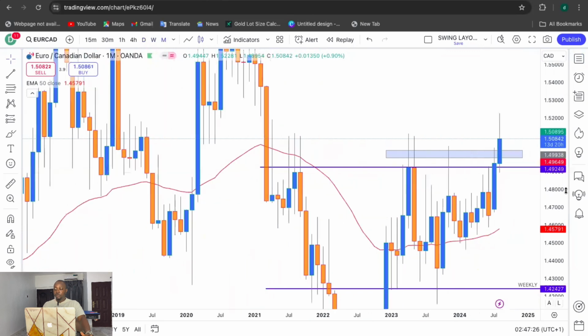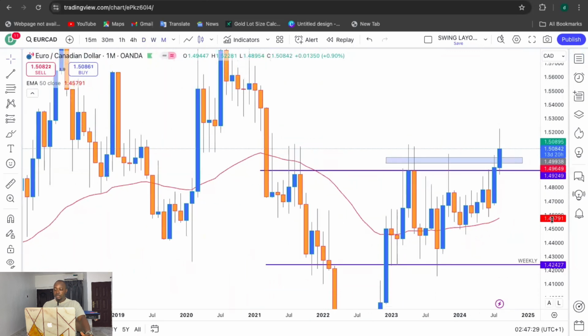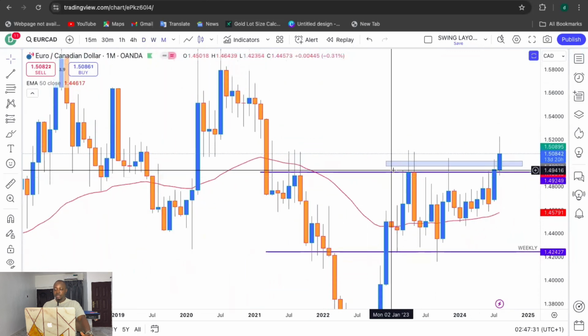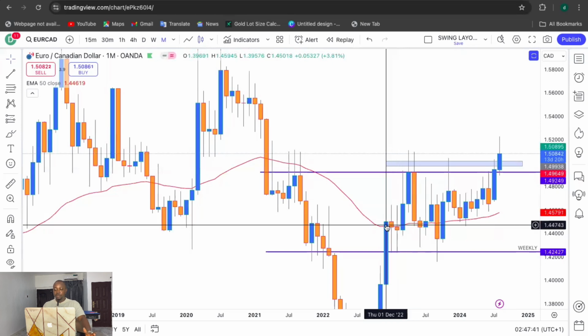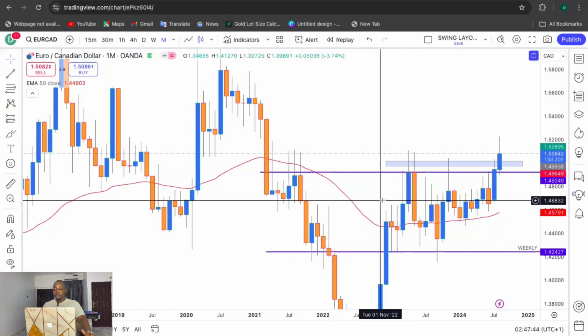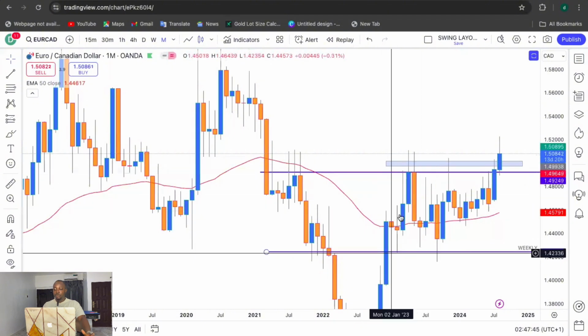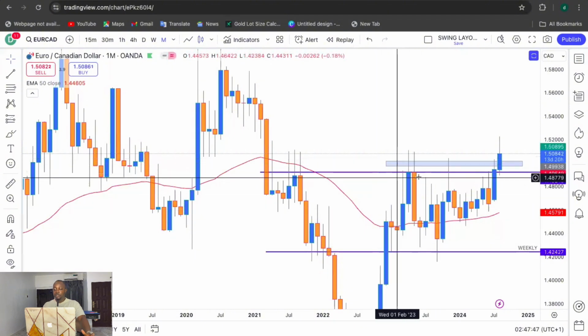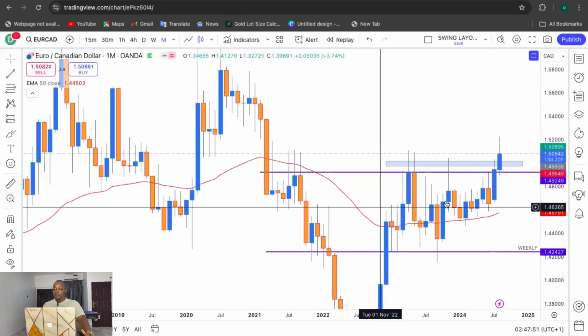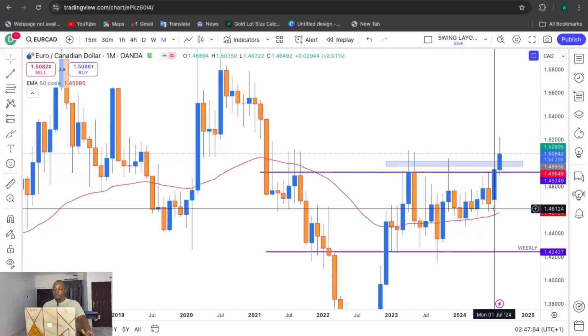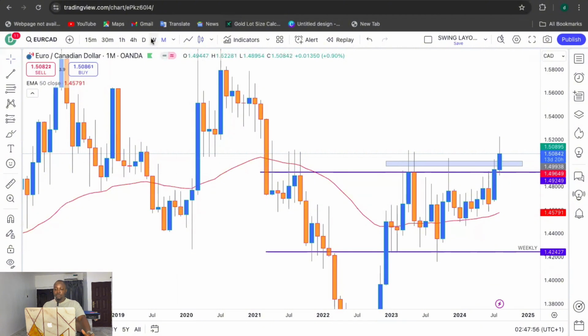You can see that this market has been trapped in between these highs and these lows for quite a while. Since December of 2022, the market has been trapped in between this high and this low. So this is a very strong area of resistance and a very strong area of support. And this market managed to break through this level last month, the month of July.